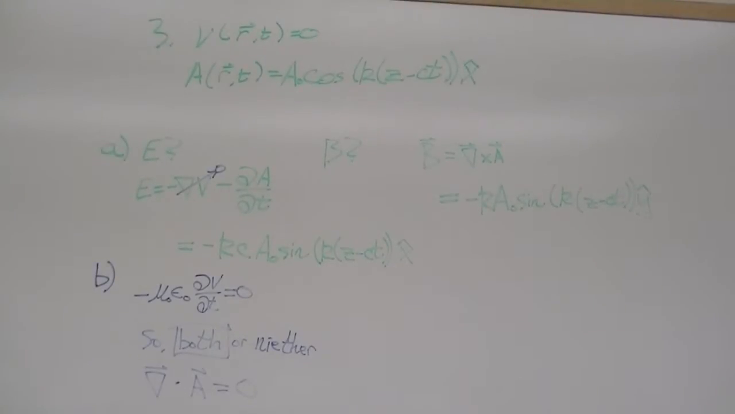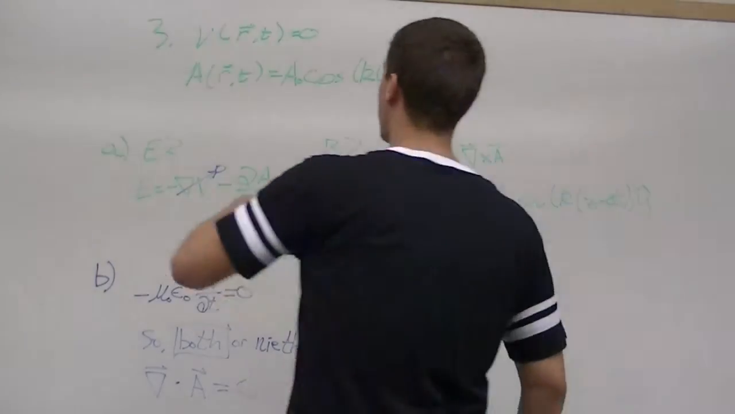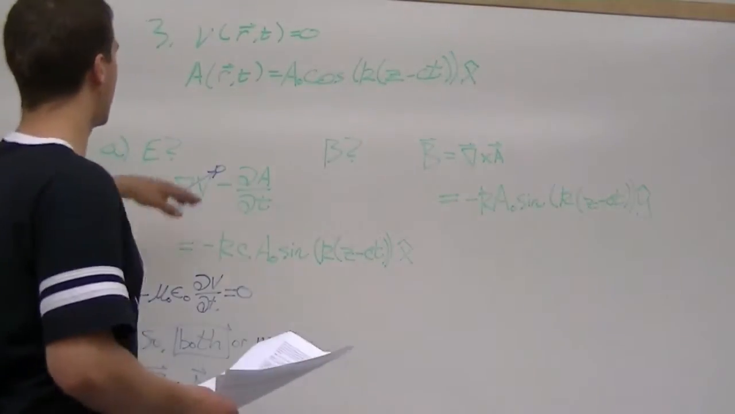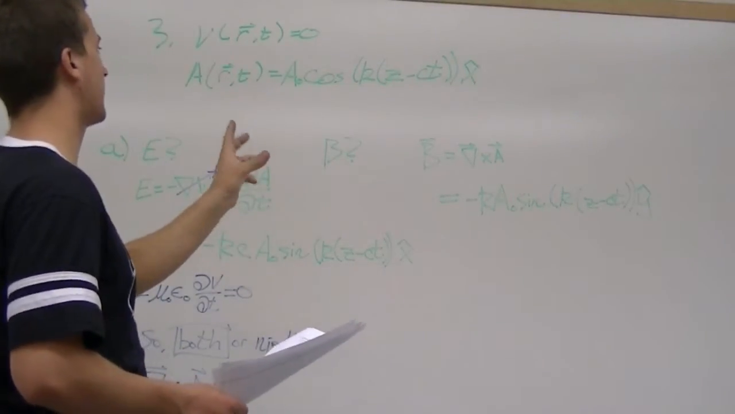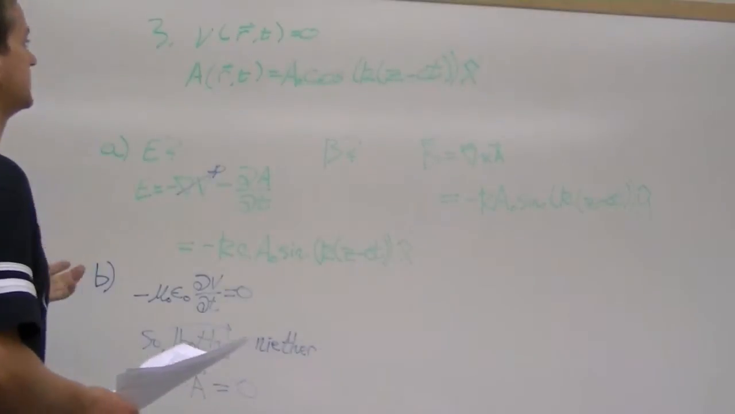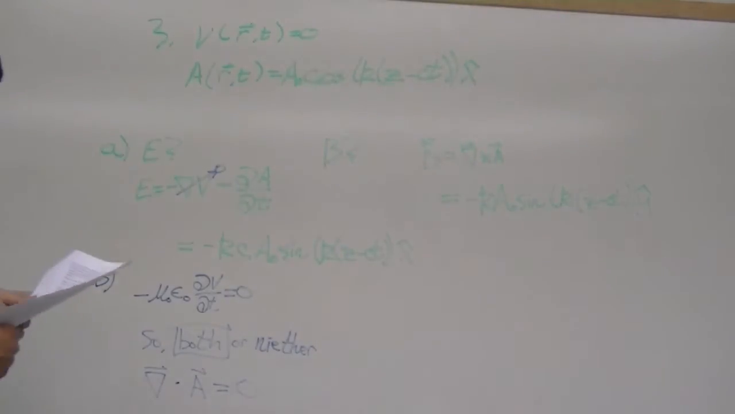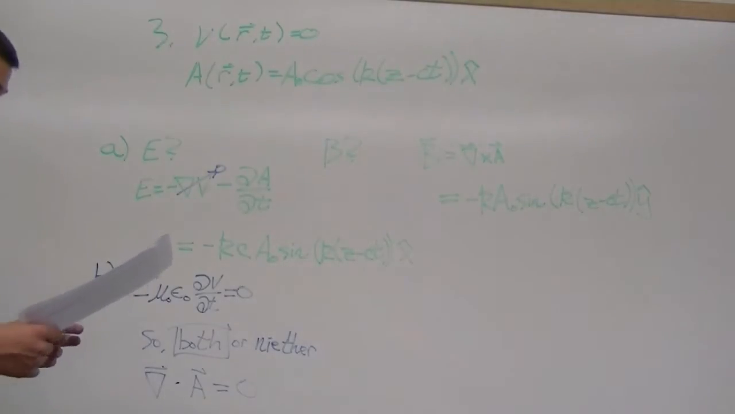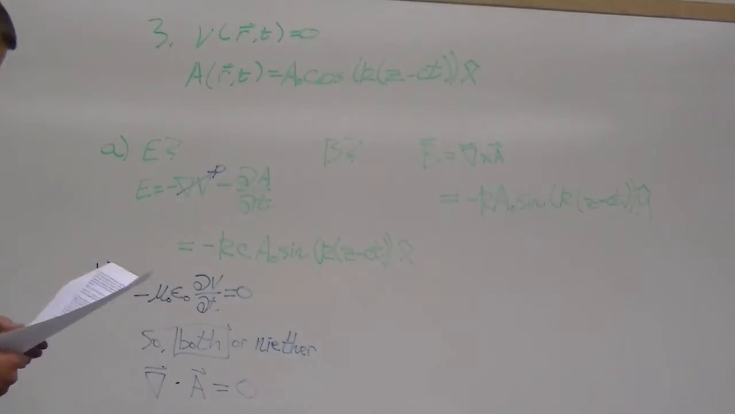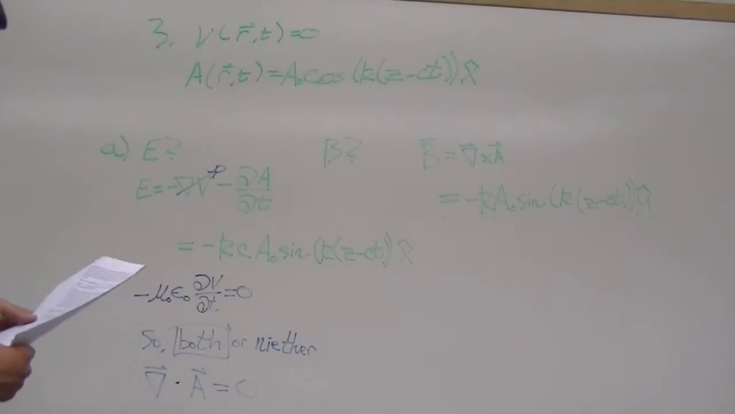All right, homework 5, video solution on problem 3. It says, say the potentials throughout space and time are V of r, t equals 0 and A of r, t equals A naught cosine quantity k times (z minus ct) in the x hat direction, where A naught and k are given constants, c is the speed of light. Part A says find the E and B fields everywhere in space and time and comment on the physics here.